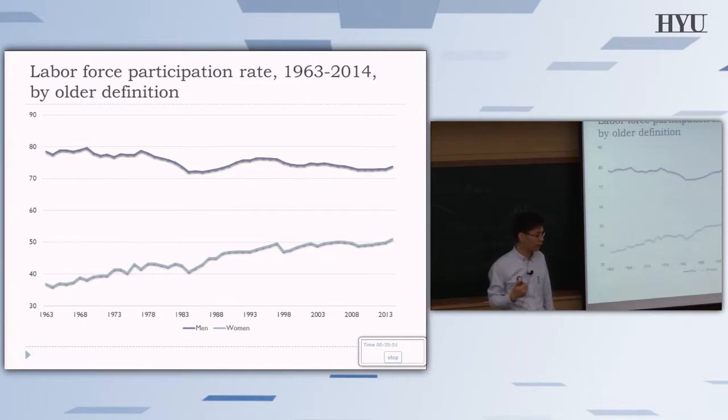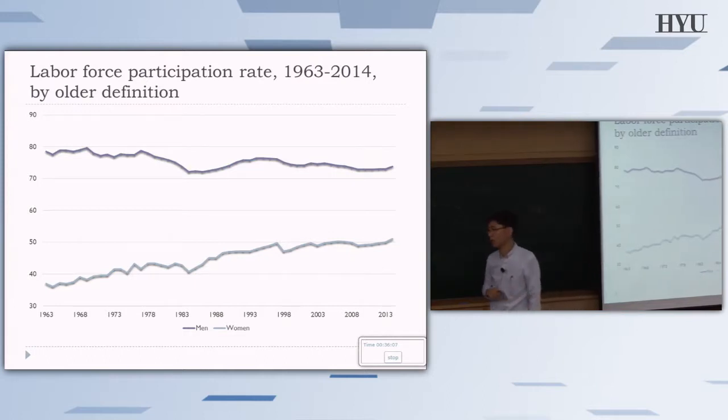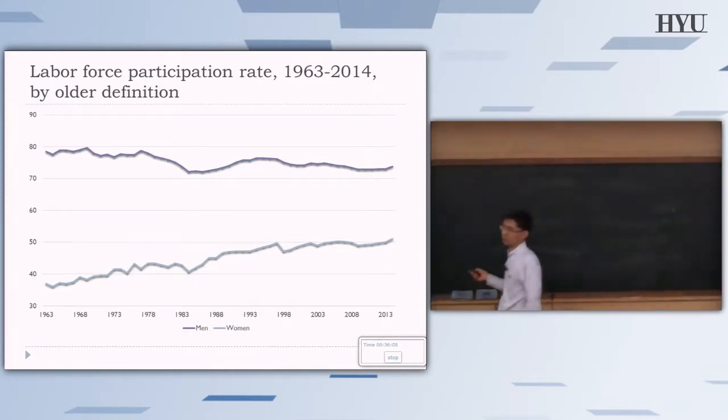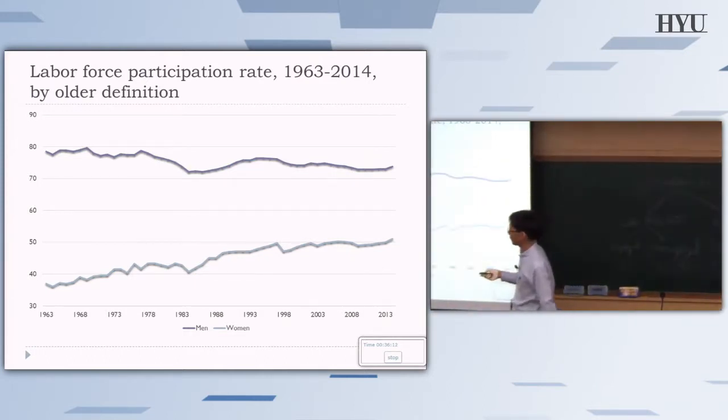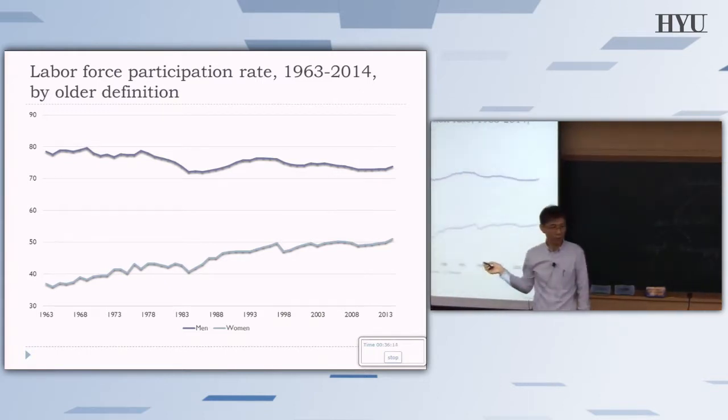A very important factor is that their LFPR itself has increased from a little more than 35% 50 years ago. Now it's about 50%. Okay? So more than a 10 percentage point increase in the LFPR. So 50 years ago, only about 1/3 of women were working or looking for a job. Now about a half.